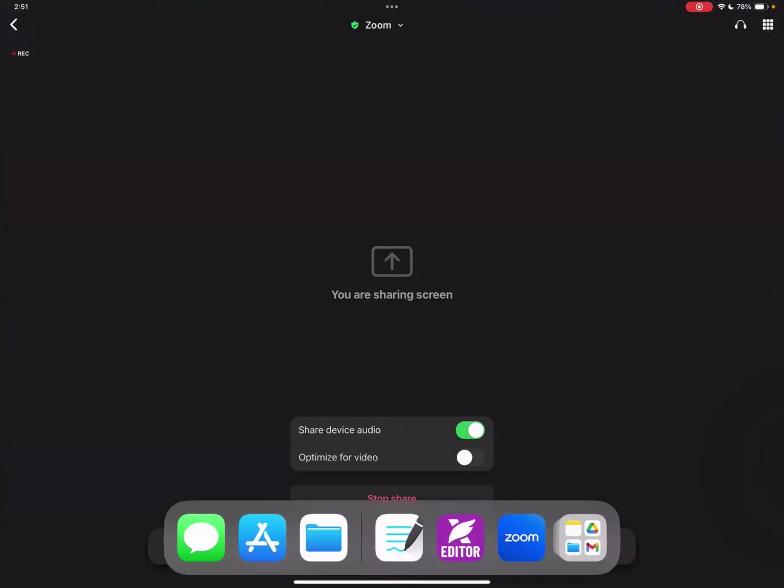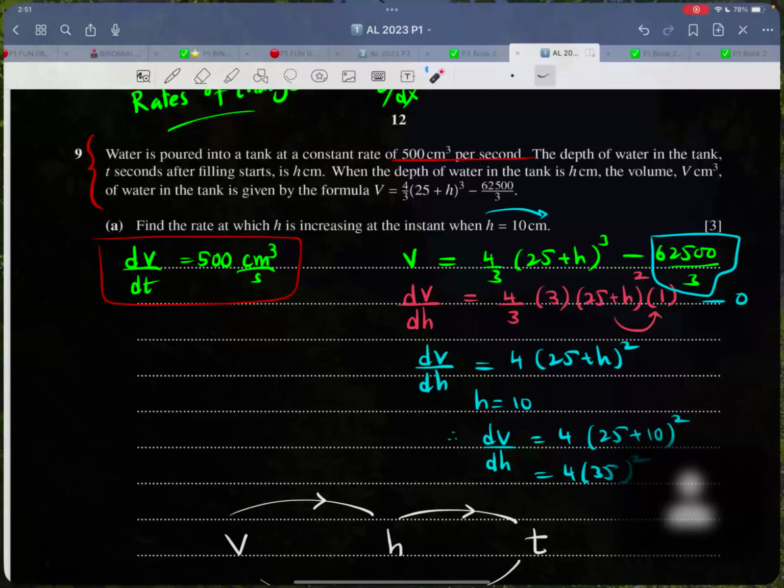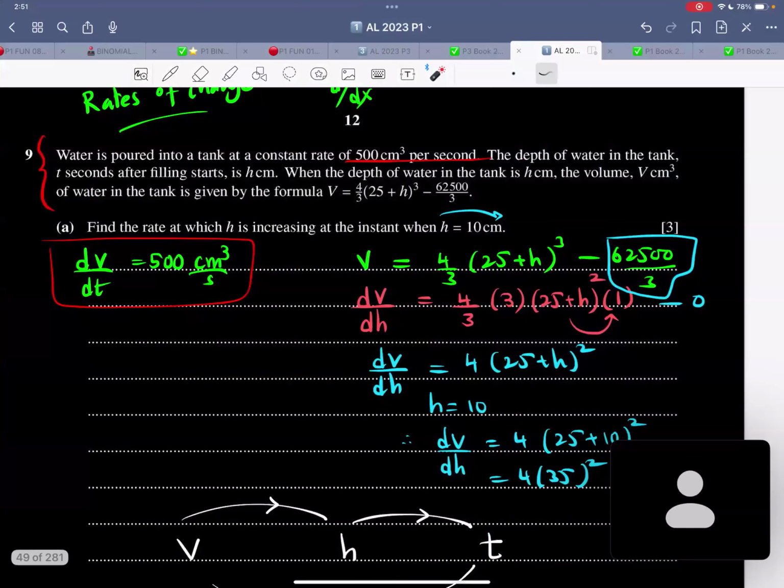So now over here, this equation is given, this weird equation. Find the rate at which h is increasing at the instant when h is 10. Volume in terms of h, differentiate. The constant disappears. Power comes down. Bracket remains as it is. Power reduces by 1 into derivative of bracket.